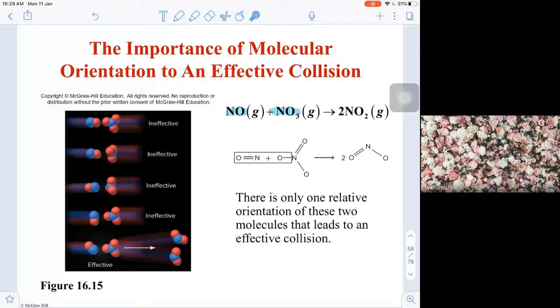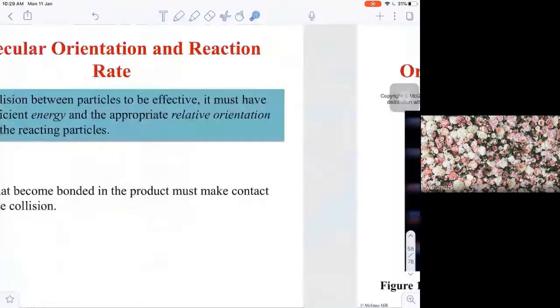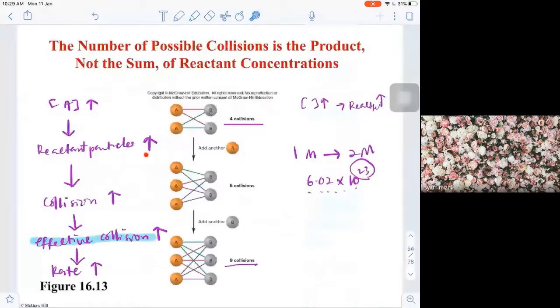Okay, those are the two requirements for the effective collision. That is why, when we increase the concentration, the reactant particles increase and the number of collisions increases. Of course, when the number of collisions increases, the chance to have more effective collisions also increases, then the rate of the reaction will increase.